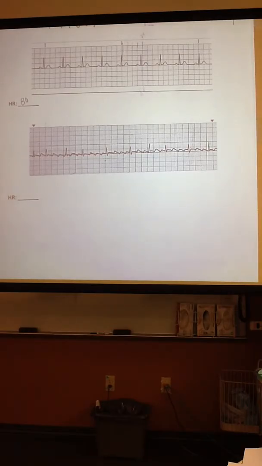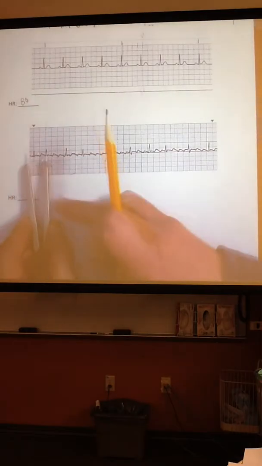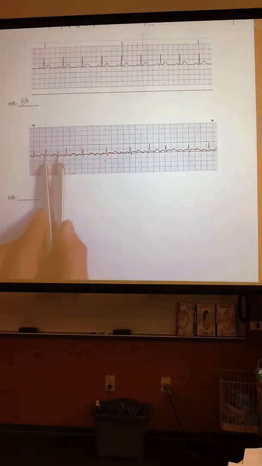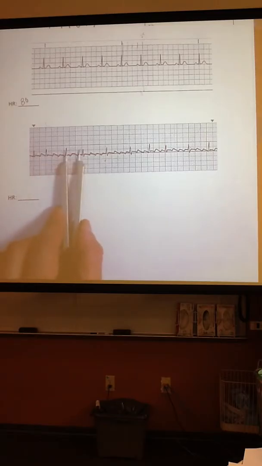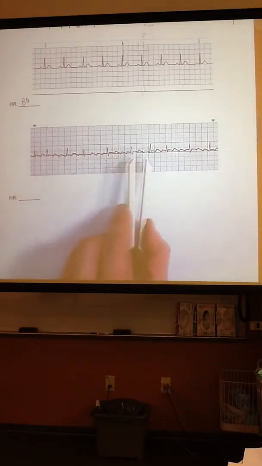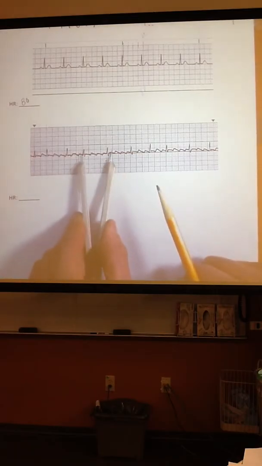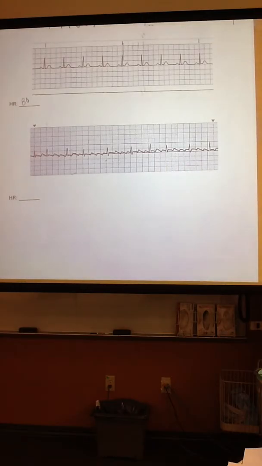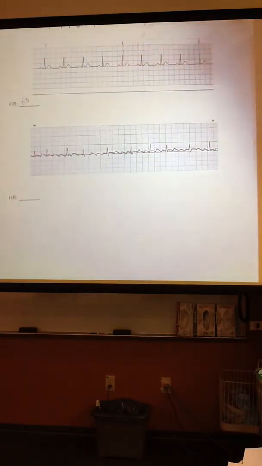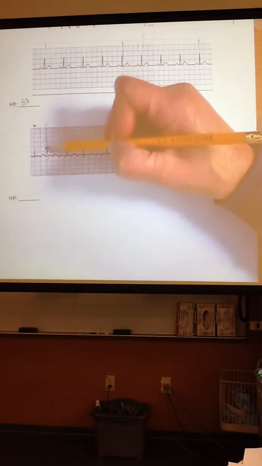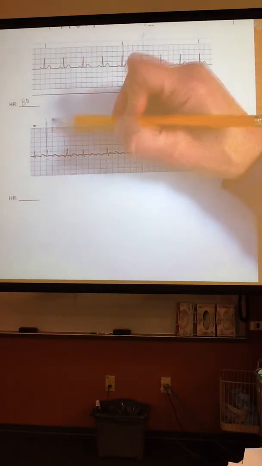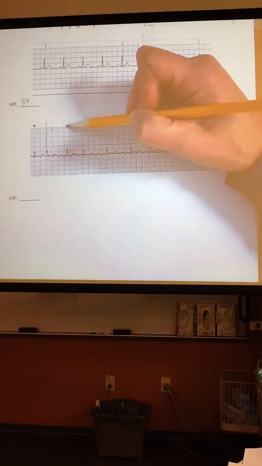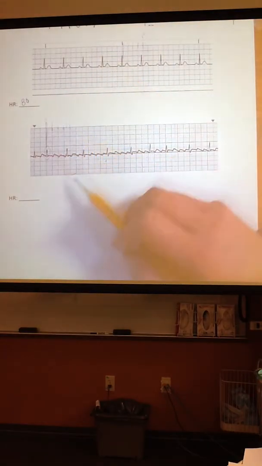Why aren't we using the 300, 150, 100 method? Can we use that? Let's see. Here are 2 R to R intervals. Let's see the next one. That doesn't work. As you can see, this is an irregular ventricular rate. Because of the irregularity, what would happen if I picked a random beat? Let's say this is the beat I'm picking. 300, 150, 100, 75, so it looks like it's around 85.